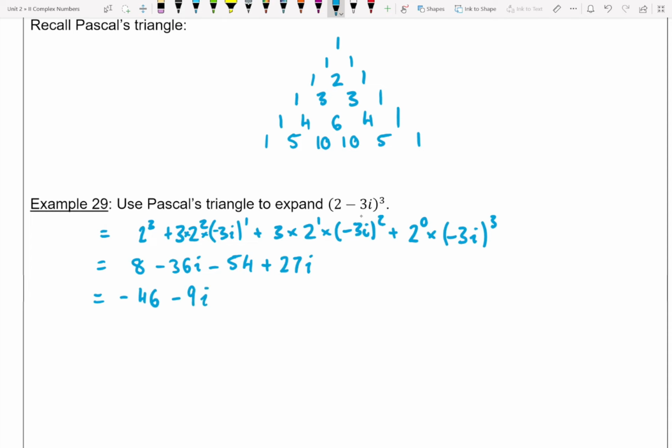So we started with a binomial, we expanded it, and we ended up with a binomial. And it's all due to the fact that we have these factors of i, and any i squareds we can replace with negative 1.